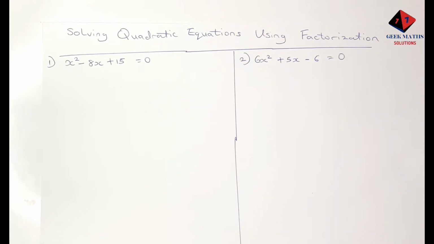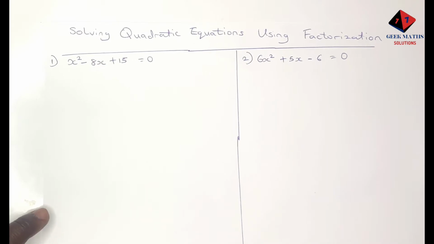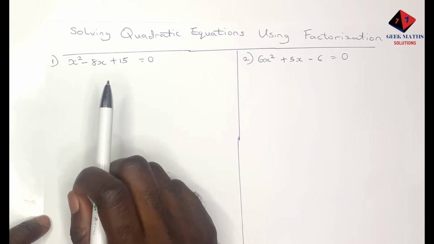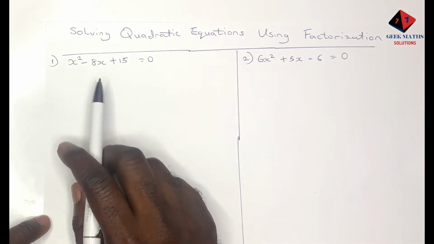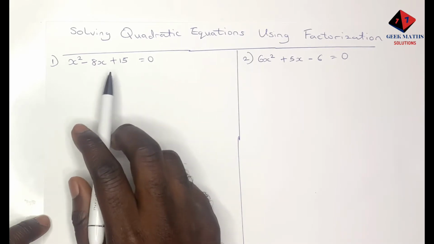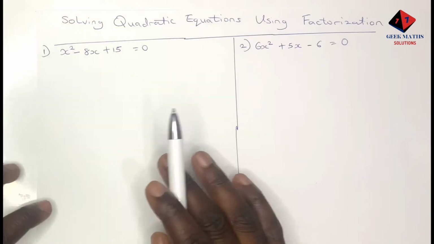We'll be solving quadratic equations by using the factorization method. In our last video, we showed you how to solve quadratic equations by using the quadratic formula. So in this video, we'll use the factorization method to solve quadratic equations. We'll be working on two examples. The first example, x squared minus 8x plus 15 is equal to 0. By the factorization method, we need to factorize this equation into two brackets and solve the equation.